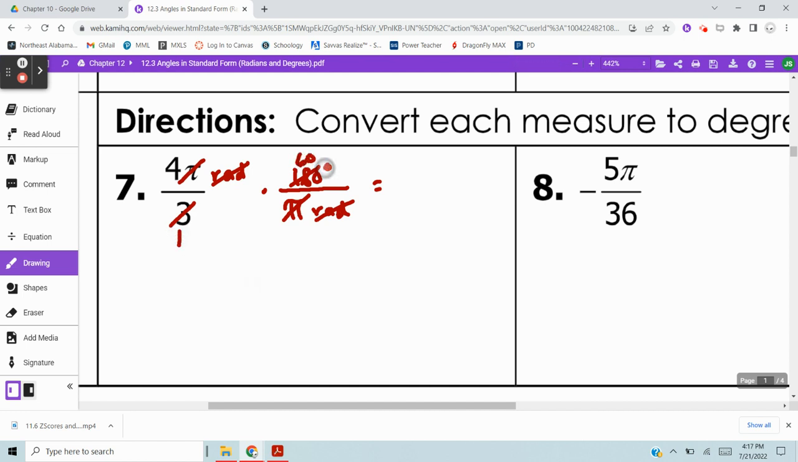That degree symbol is still here. It's not canceled out. So on top you have a 4 and a 60. That would be a 240. The degree symbol stays. On bottom you have 1 times nothing, which is just 1. So you can put a 1 on bottom if you want to, but it's not really necessary. 240 degrees. But again, there is an easier way.